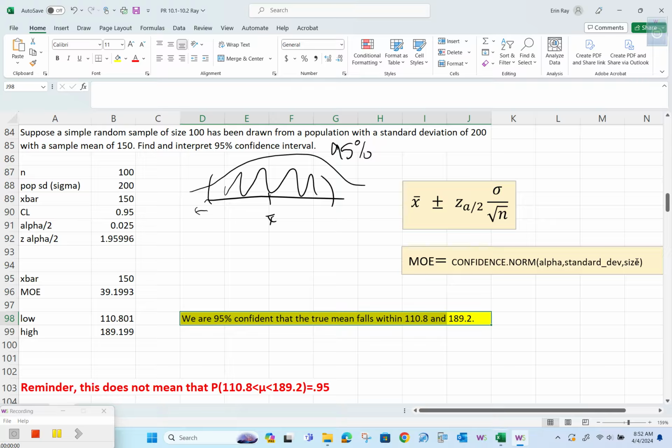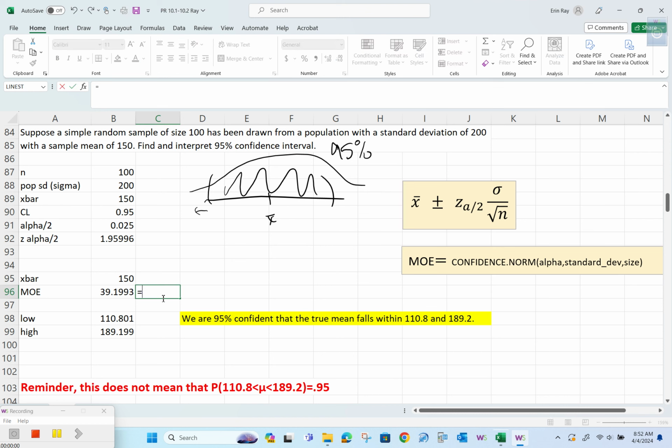But then the size is just regular n. I will show you just to the side. You can get that same thing using it. It's equals confidence dot norm, because it's a normal curve. Alpha was my leftovers, the 0.05. And then standard deviation was at 200. And n was here. And it gives you that same value. Okay, you are welcome to use that. This is not on your note card. This one is. That's kind of something you have to consider as well.